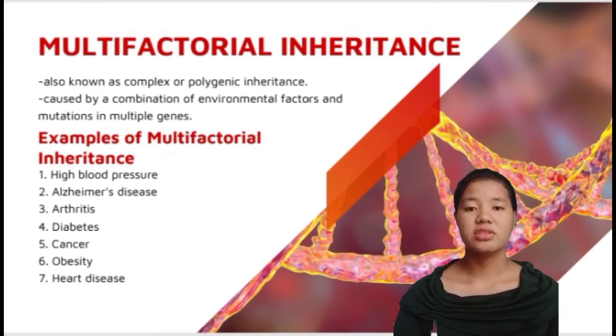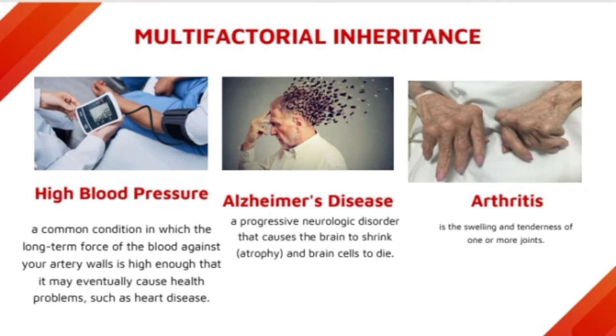And next is multifactorial inheritance, also known as complex or polygenic inheritance, caused by a combination of environmental factors and mutation in multiple genes. Examples of multifactorial inheritance are high blood pressure, Alzheimer's disease, arthritis, diabetes, cancer, obesity, and heart disease. High blood pressure is a common condition in which the long-term force of the blood against your artery walls is high enough that it may eventually cause health problems such as heart disease.